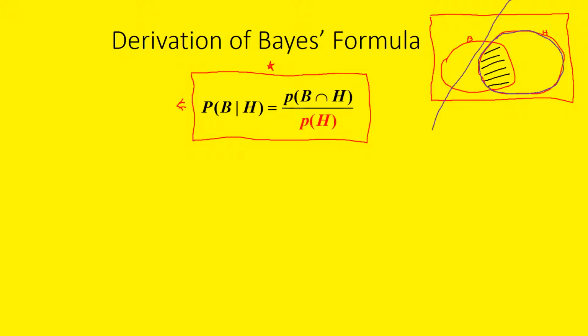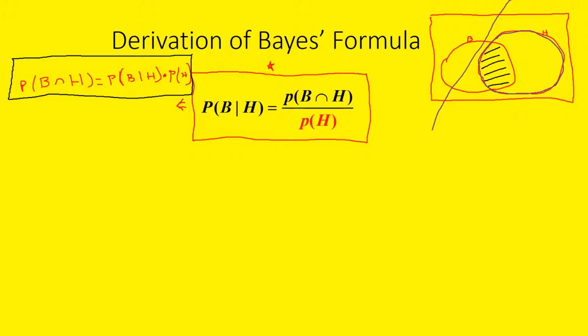of B given H. A lot of times the formula is written this way, usually with a letter like A instead of H again, but if you multiply both sides of that equation by probability of H, then probability of B and H is probability of B given H times the probability of H.